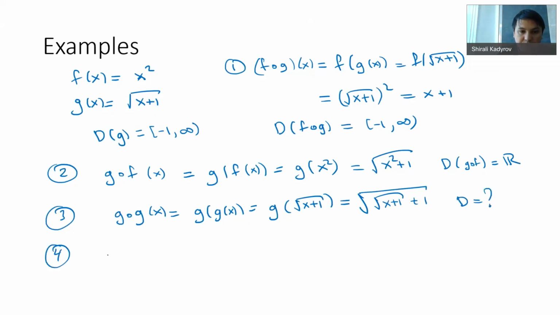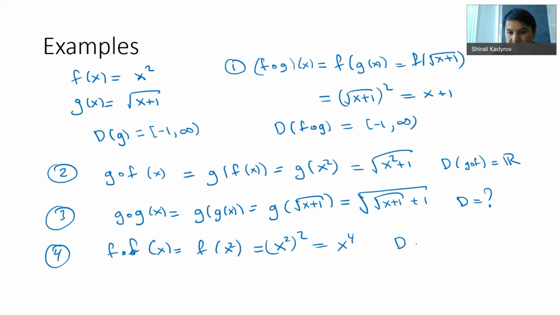Let's do one more. So f of f of x. What is f of x? It's x squared. So it's the square of x squared. It's x to the square of square. So this is x to the fourth, right? I mean, here it's not difficult to see that the domain is all of R.